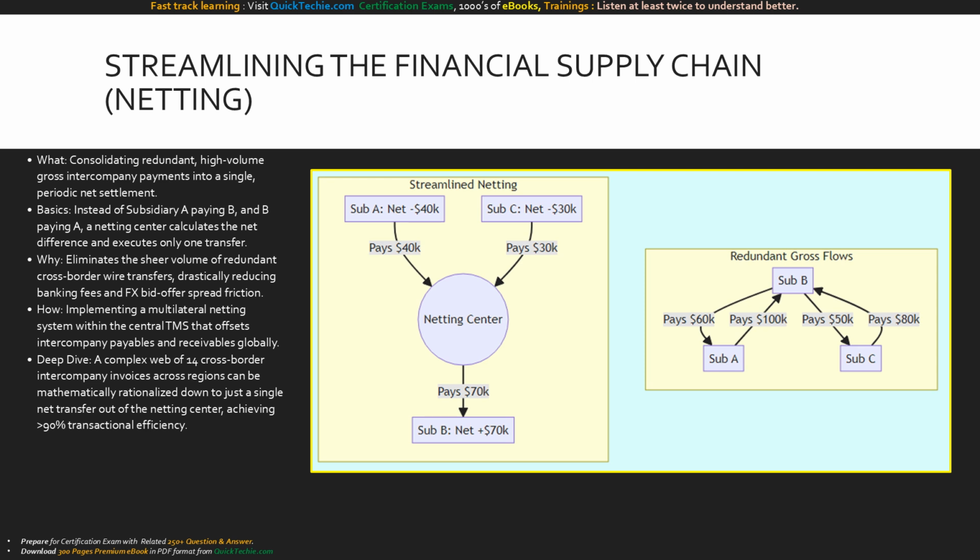Now look at the bottom box, streamlined netting. The netting center has done the math. Sub A simply pays its net obligation of 40K to the center. Sub C pays its net 30K. The center then makes one single payment of 70K to sub B. Four expensive bank transactions have been rationalized down to 3 domestic equivalent transfers. It is pure operational elegance.